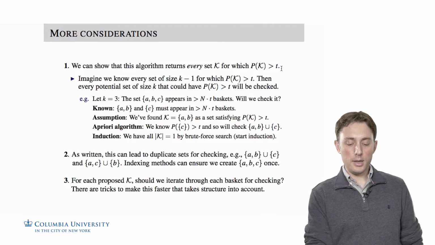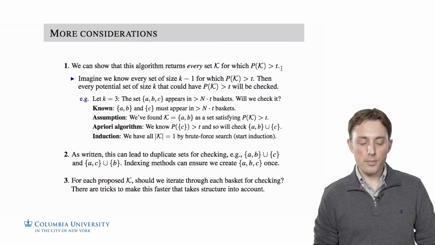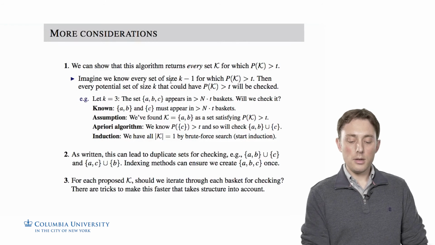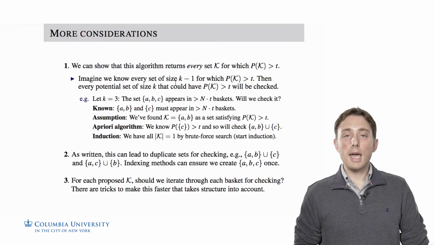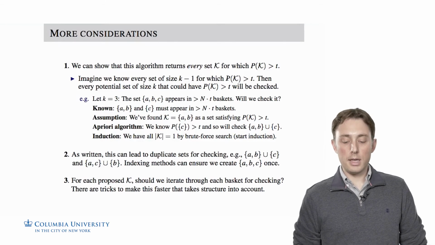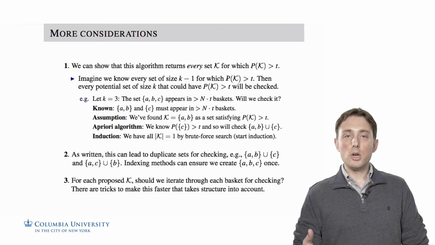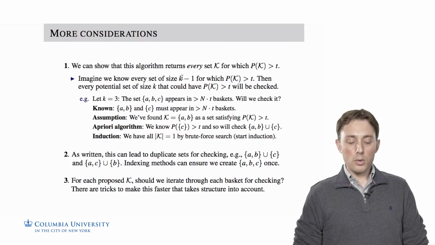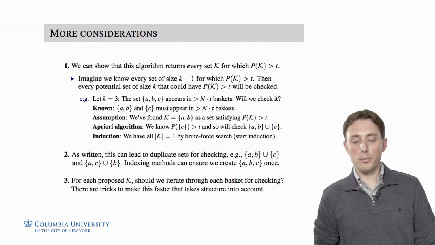So the proof is fairly straightforward, and it's a proof by induction. We're going to assume that we know every single subset of size k minus 1 for which the empirical probability of that subset is greater than t. Then we need to show that if we know every subset of size k minus 1, we're going to check every potential subset of size k that could possibly have empirical probability greater than t.